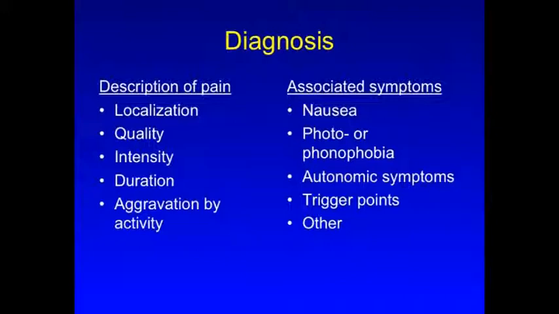Intensity is very important. This is important for the patients. Duration, because you can differentiate the pains according to the duration. And of course, any aggravating factors. I would probably just remove activity from that slide and say aggravating factors. Now, associated symptoms are also important: nausea, photophobia, phonophobia, any autonomic symptoms, any trigger points or other points in the history can give you a clue about the etiology and make it easier for you to diagnose it.